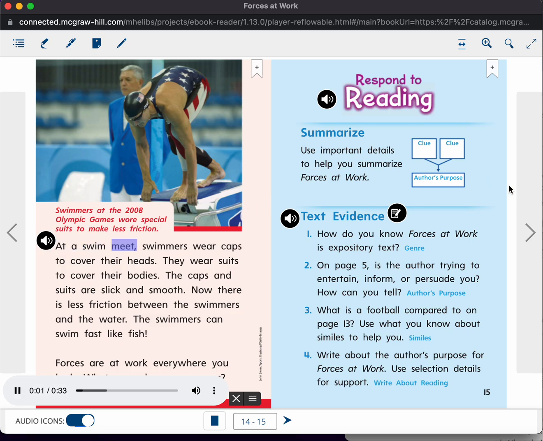At a swim meet, swimmers wear caps to cover their heads. They wear suits to cover their bodies. The caps and suits are slick and smooth. Now there is less friction between the swimmers and the water. The swimmers can swim fast, like fish. Forces are at work everywhere you look. What examples can you see? Caption: Swimmers at the 2008 Olympic Games wore special suits to make less friction.